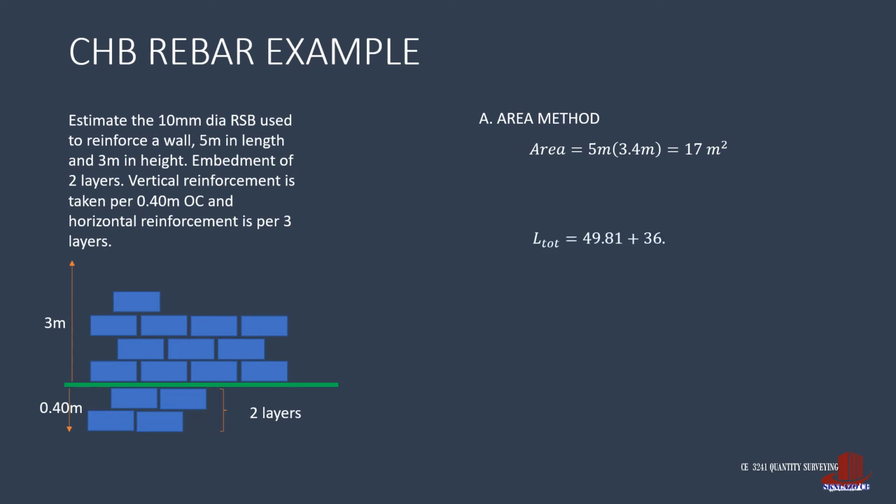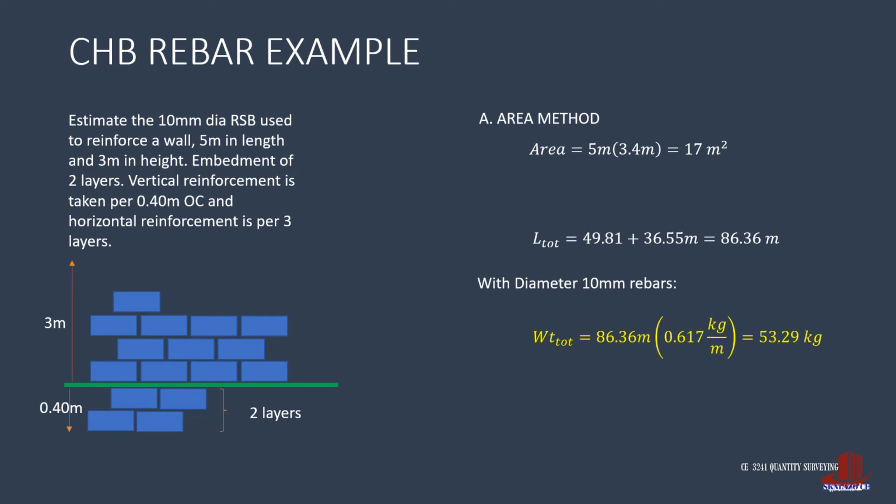Finally, we can take the total length of D10 rebars for the wall as the summation of the vertical and horizontal reinforcements, and that would be 49.81 plus 36.55, giving the total length of 86.36 meters. Such length can then be converted into kilograms by multiplying it by the unit weight of 10 mm bars, which is 0.617 kilograms per meter, and that would give us the total weight of 53.29 kilograms.